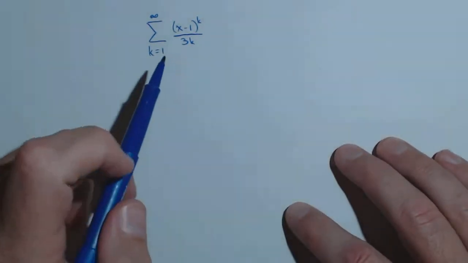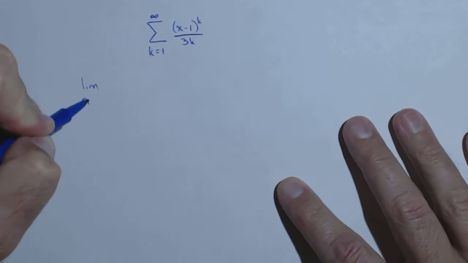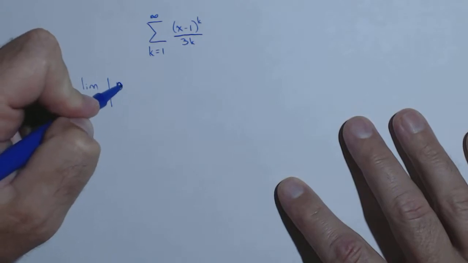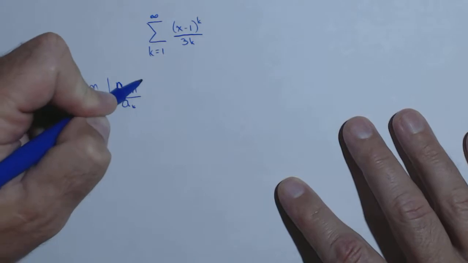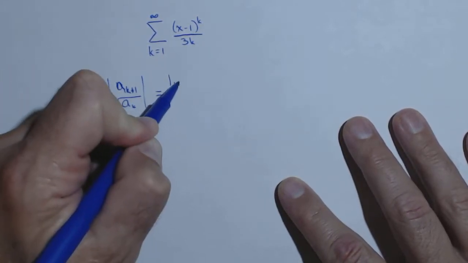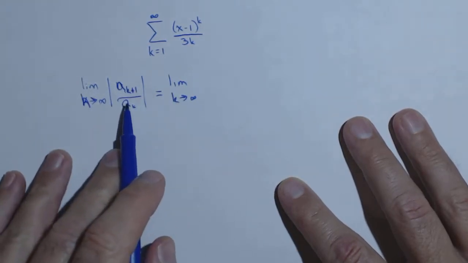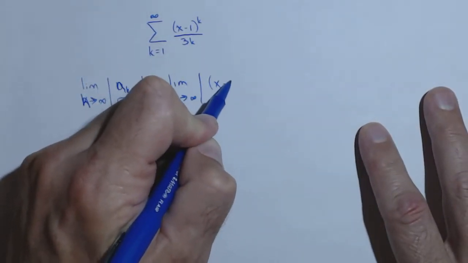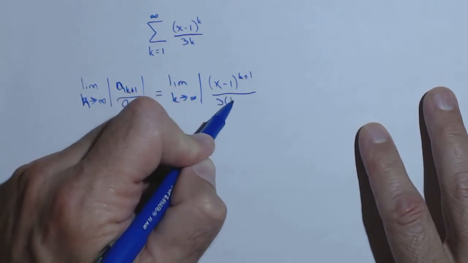In this video, we're going to find the interval of convergence for the following power series. So what we do is we apply the ratio test, and as a reminder, the ratio test uses a sub k plus 1 over a sub k. But typically, instead of doing a sub k plus 1 over a sub k, I'll do a sub k plus 1, so (x minus 1) to the k plus 1 over 3 times (k plus 1).